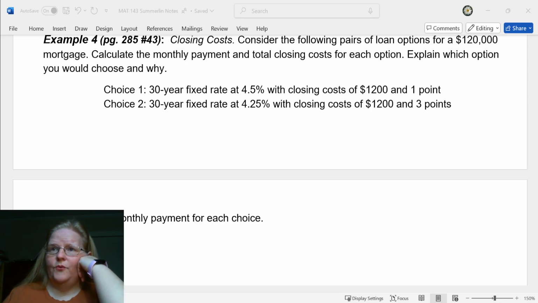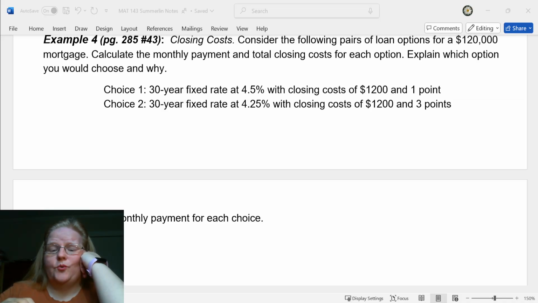For example 4, they want us to talk about closing costs. It says consider the following pairs of loan options for a $120,000 mortgage. Calculate the monthly payment and total closing costs for each option. Explain which option you would choose and why.